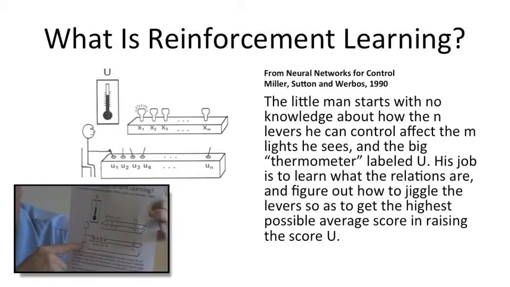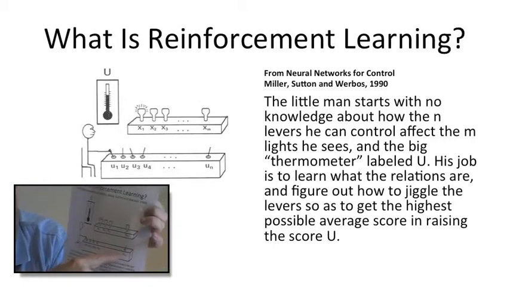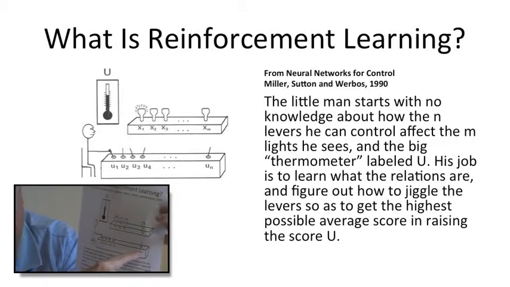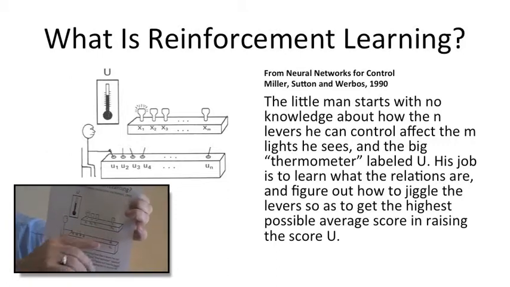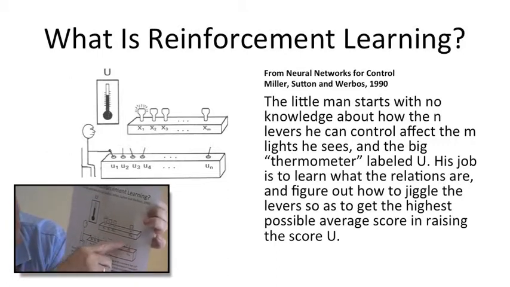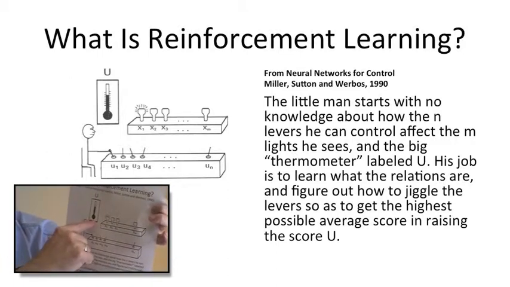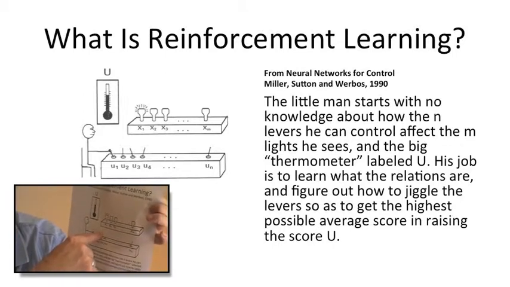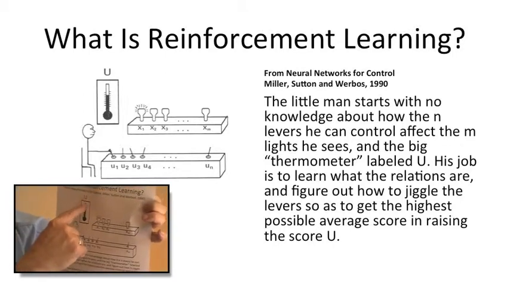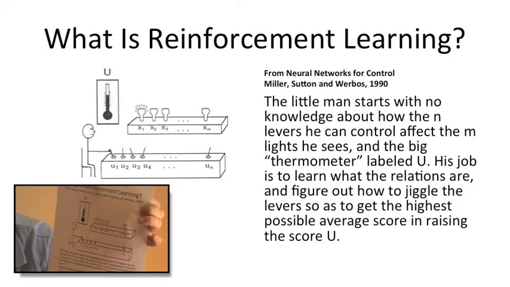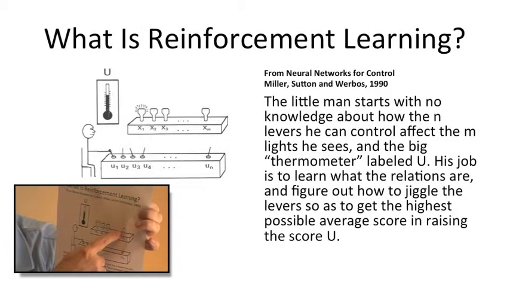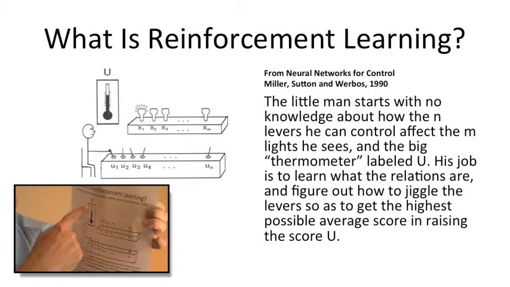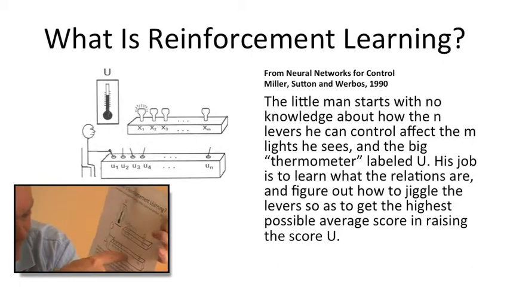This little man here has a whole lot of choices to make, a whole lot of little levers, U sub 1 through U sub n. He has some information, a bunch of lights, x1 through xm, that shine off and on. And then he has this big thermometer, which is really a measure of how well he's doing. What he wants to do is to move the levers somehow to get the highest possible score on his thermometer, on this utility function, U. He doesn't know what the relations are between the levers, the information in the lights, and the thermostat. He has to learn. That's a learning problem.